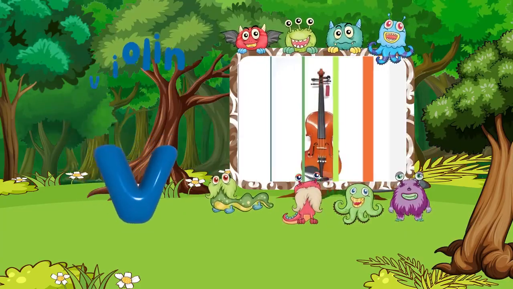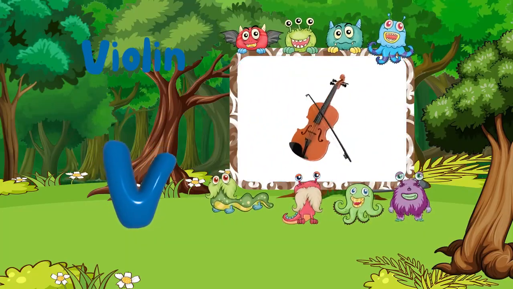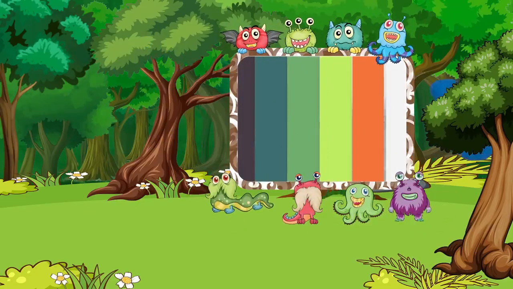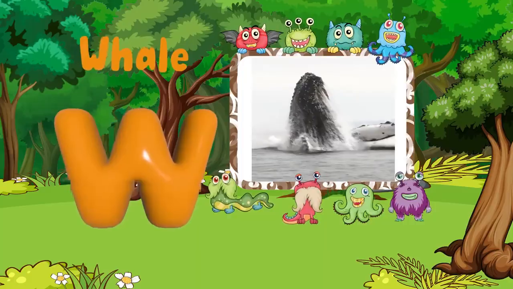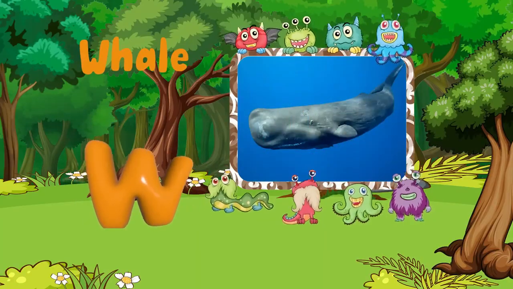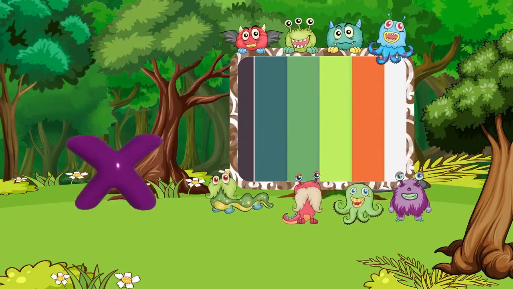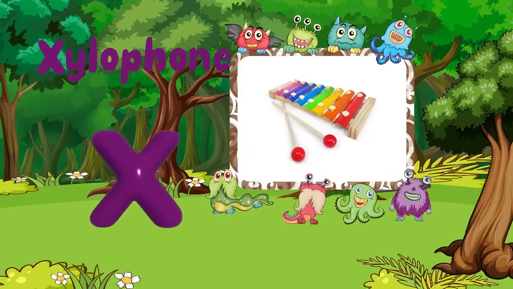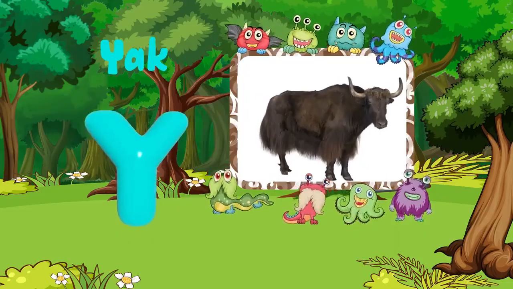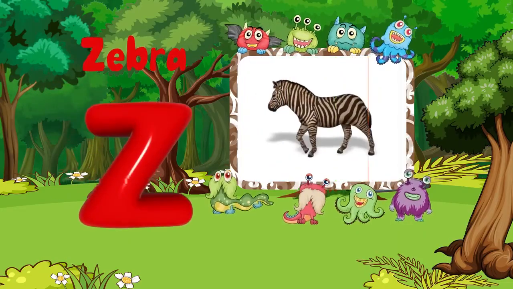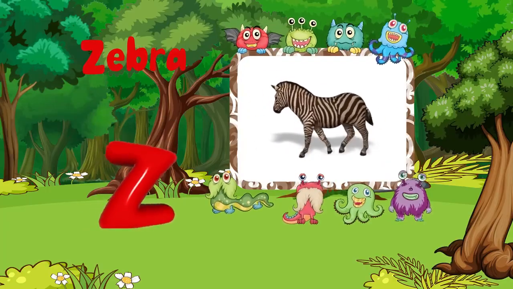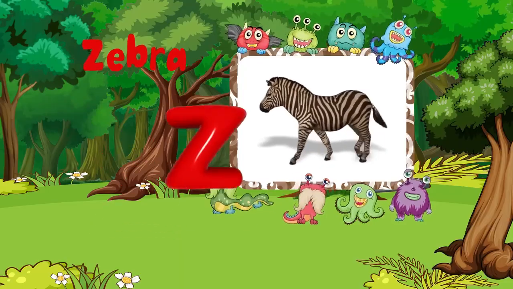V is for violin. Violin. W is for whale. Whale. X is for xylophone. Xylophone. Y is for yo-yo. Z is for zebra. Zebra. Z is for zebra.